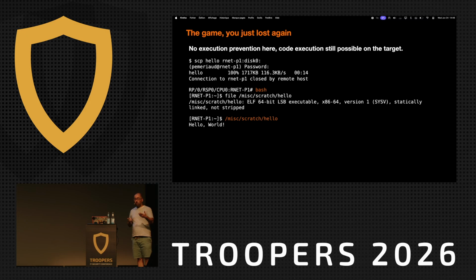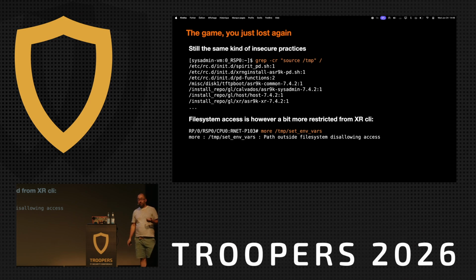On the various OSs of Cisco, there is no execution prevention. So if an attacker is able to put a malicious binary on the system, he is able to run it just fine, like there is no hardening at all. The same kind of insecure practices are used by Cisco, like sourcing from VARTMP. This is something that they do also. The only thing is, file system access is a bit more restricted on Cisco IOS XR than on Juniper, but I'm sure that there are other vulnerabilities on that side. I just haven't found any yet.